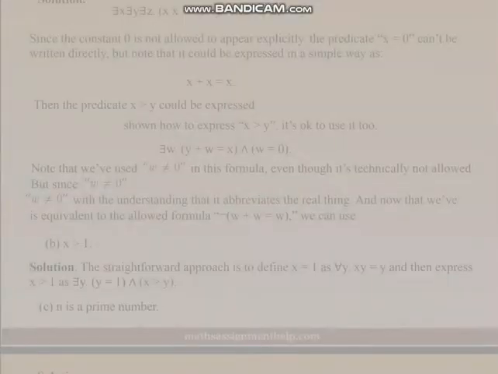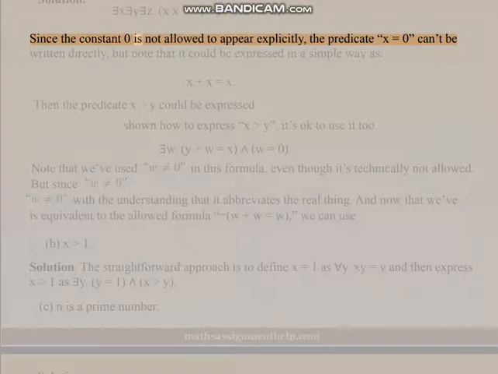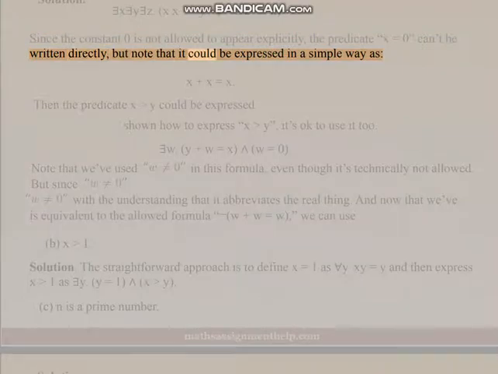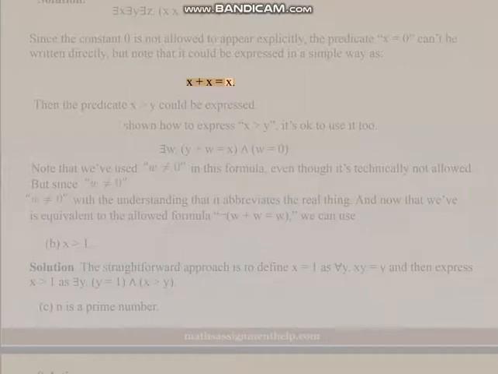Solution. There exists x, there exists y, there exists z, x times x plus y times y plus z times z equals n. Since the constant 0 is not allowed to appear explicitly, the predicate x equals 0 can't be written directly, but note that it could be expressed in a simple way as x plus x equals x. Then the predicate x greater than y could be expressed.